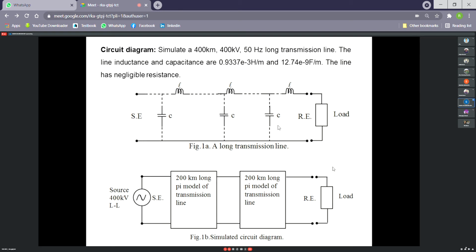But if we want to simulate it in the laboratory, how can we do it? Because we have to make this connection. But in MATLAB Simulink, pi models of transmission lines are available. So for that particular pi model, the lines are distributed. Okay, but how much distributed, I do not know. For that reason, we have to simulate a 400 kilometer, 400 kV, 50 hertz transmission line with the inductance value this much and capacitance value this much. You must remember this is Henry per meter. This will be per phase also.